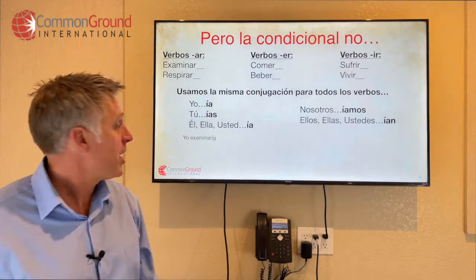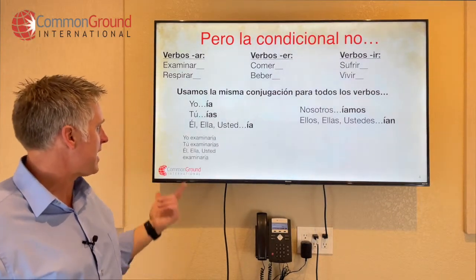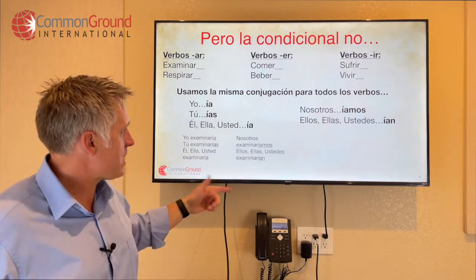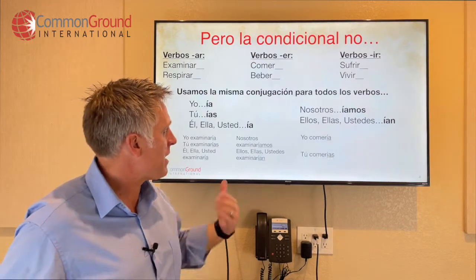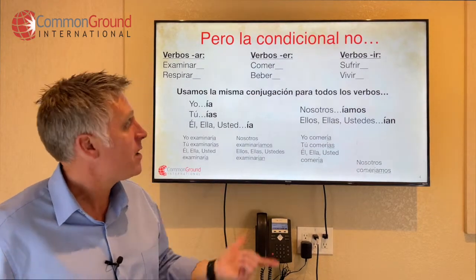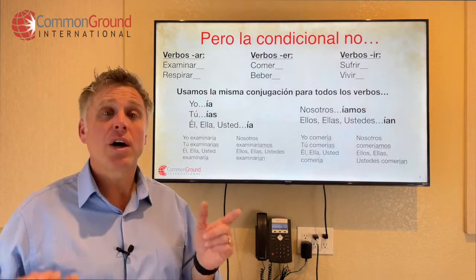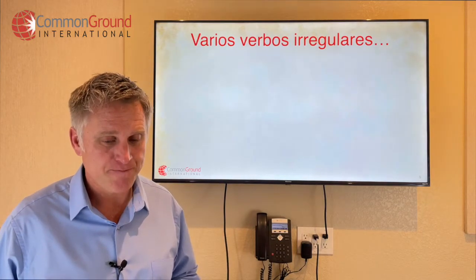And so here we have our full examples with examinar. Yo examinaría, tú examinarías, ella, usted examinaría, nosotros examinaríamos, ellos, ellas, ustedes examinarían, right? And then we've got comer: comería, comerías, comería, comeríamos, and comerían. Okay, bien. So conjugation is super easy with the conditional tense.